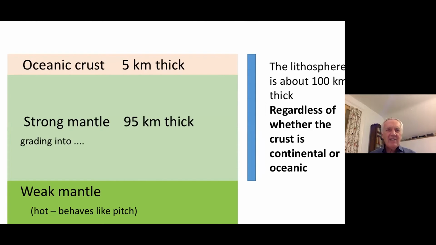Change the diagram slightly, because what I put on top here is oceanic crust. I've suggested it's 5 kilometers thick, but we still need 100 kilometers of this outer layer called the lithosphere. And the lithosphere is about 100 kilometers thick, regardless of whether the crust is continental or oceanic. So if we have only 5 kilometers of oceanic crust, we'd have something like 95 kilometers to make up the 100 of strong mantle. So this strong outer layer is very important in understanding how the Earth works inside.